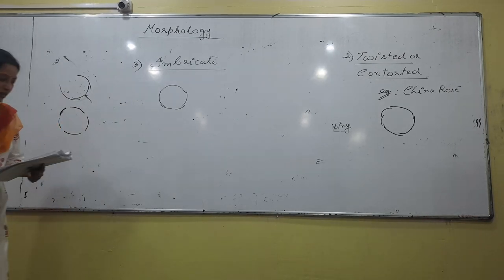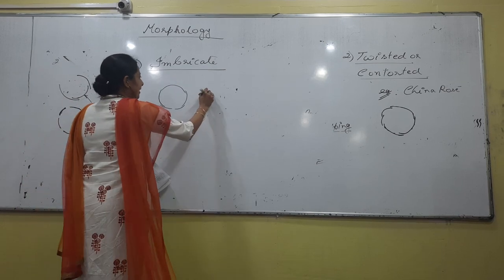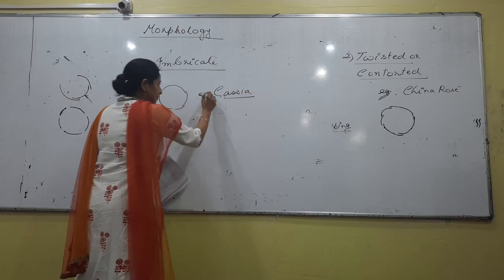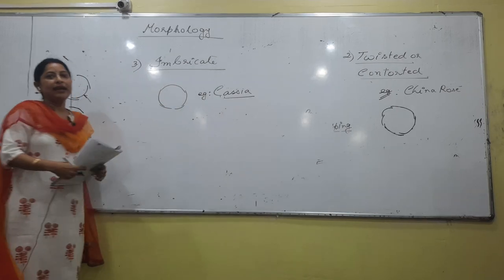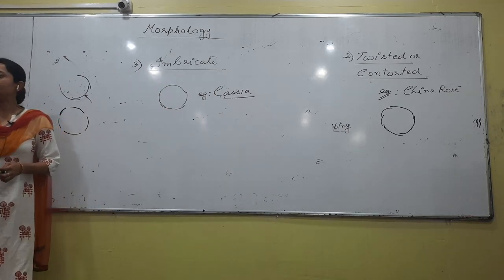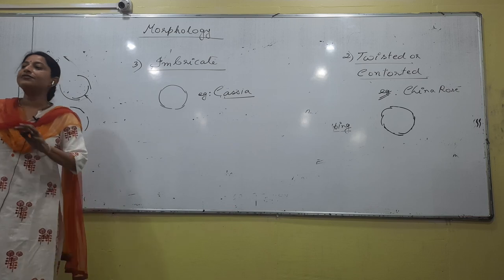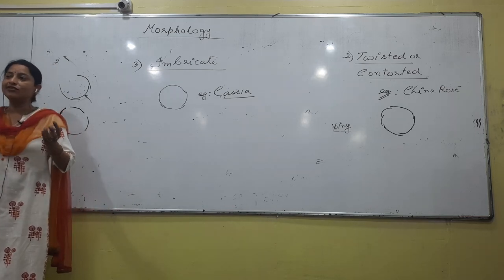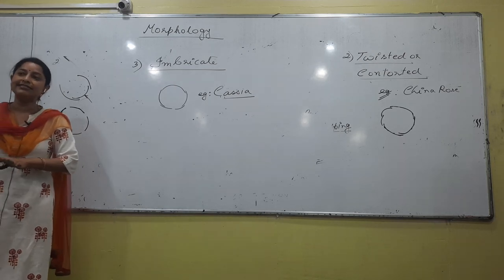Next is something called imbricate estivation example. Imbricate is a bit confusing. The first time, the diagram will seem common and confusing. But next time when you study and you remember the hints, then you can draw it very easily.